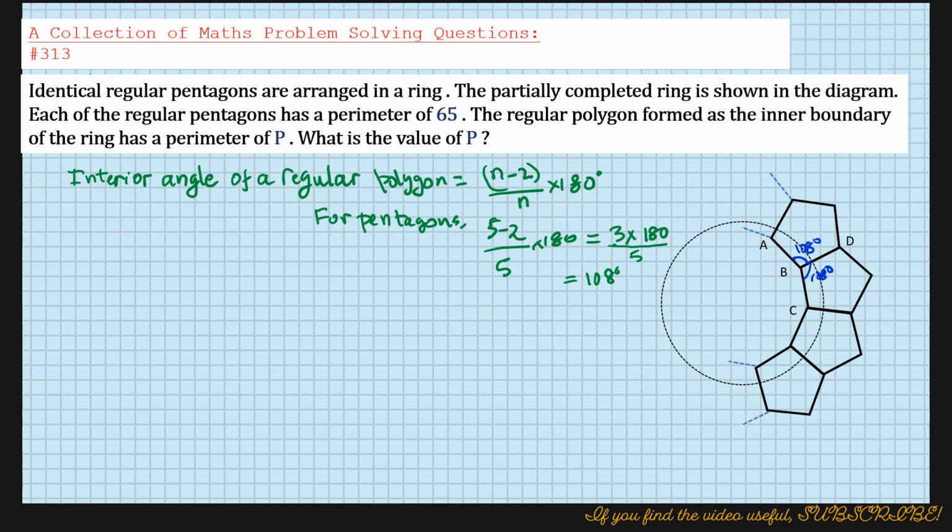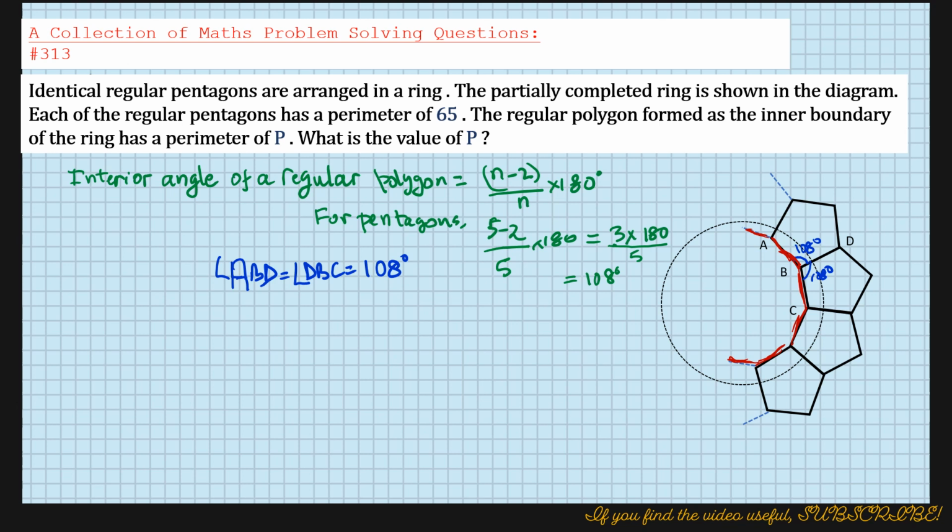So if you add angle ABD and angle DBC, you should get the sum of the two interior angles. And because they're both equal, what we have to find is the interior angle of the inner polygon whose sides are ABC. So we need to find the interior angle of this polygon.